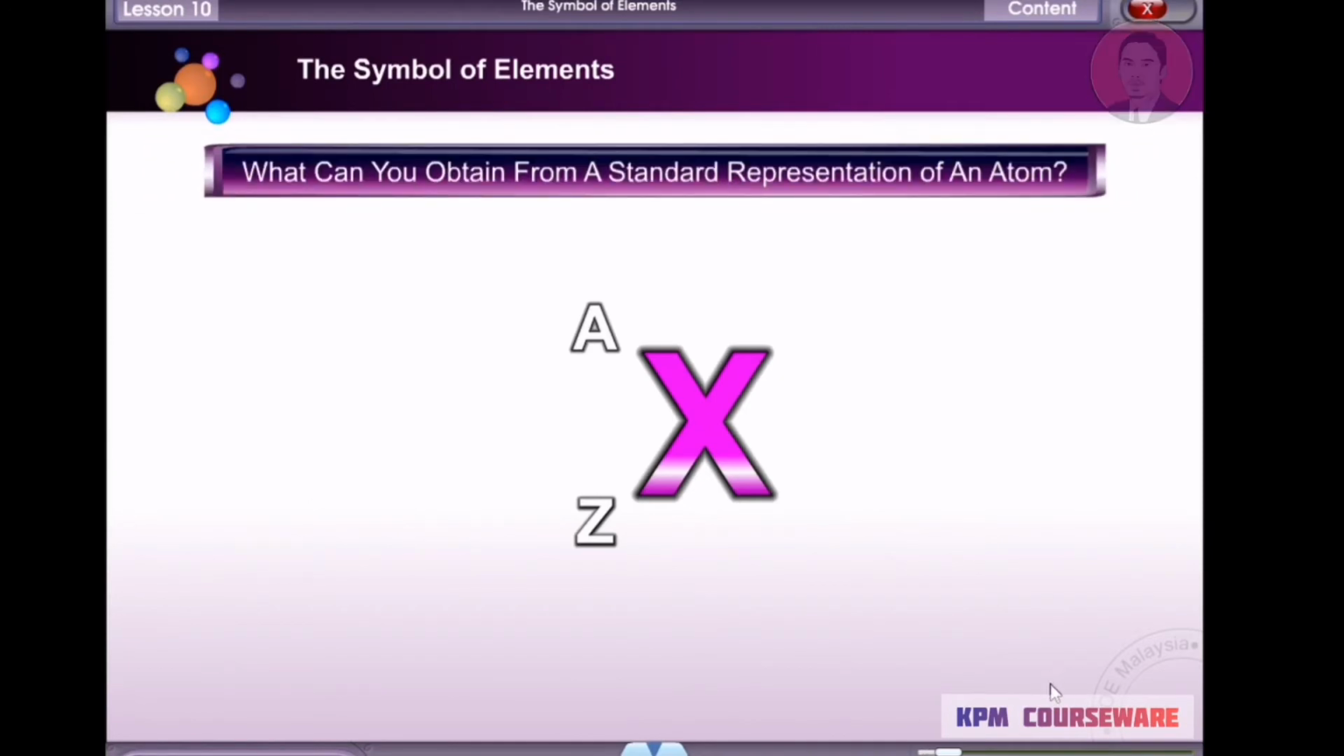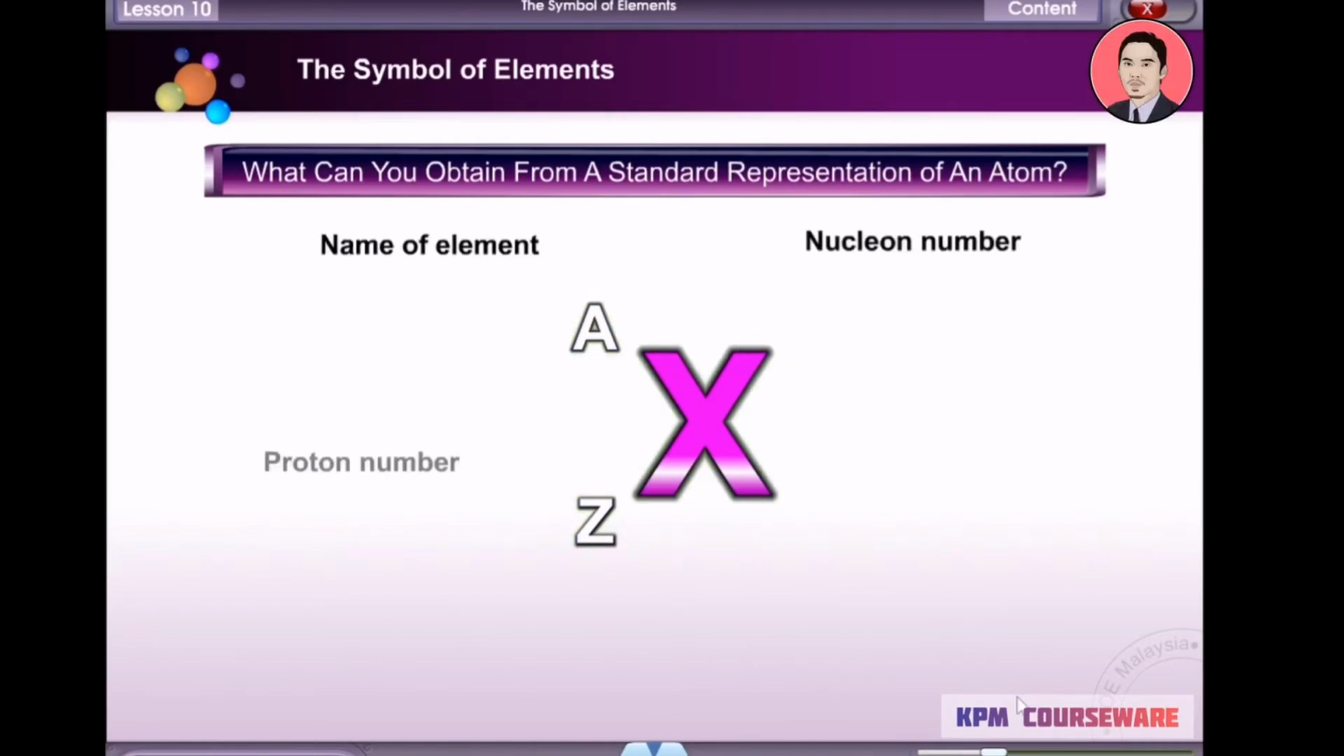What can you obtain from a standard representation of an atom? A chemical symbol can give you a lot of information such as the name of the element, the nucleon number, the proton number, number of electrons, number of neutrons.